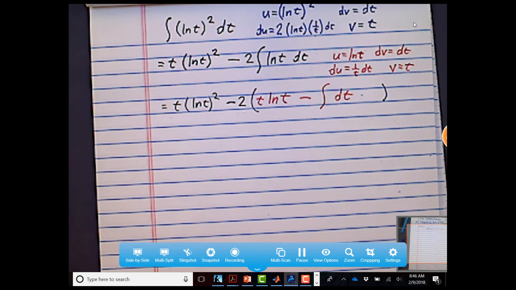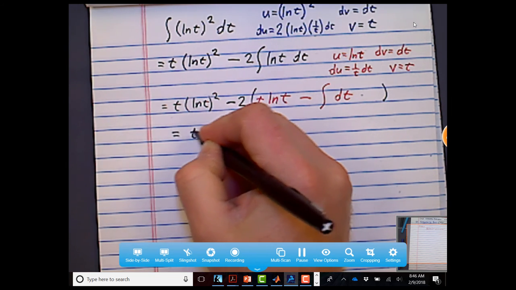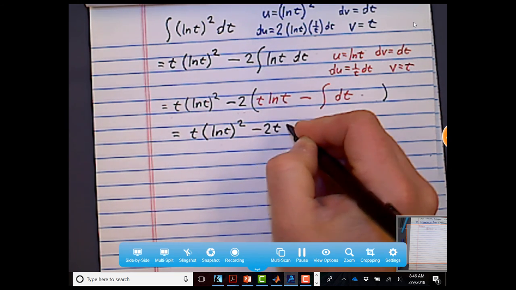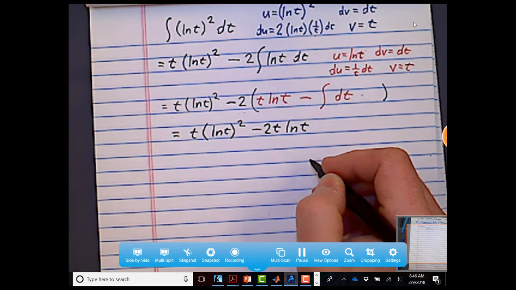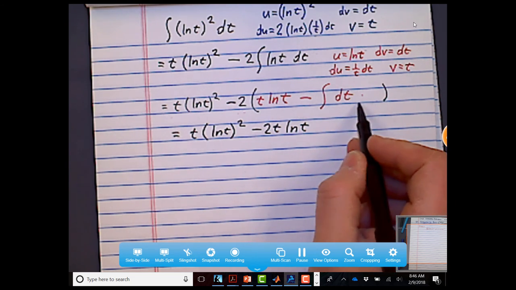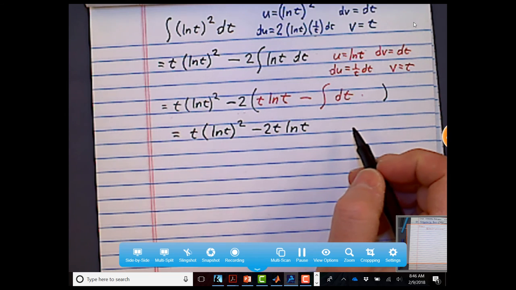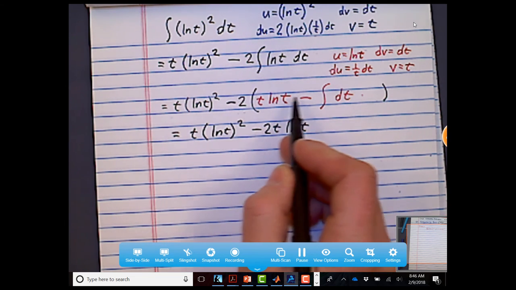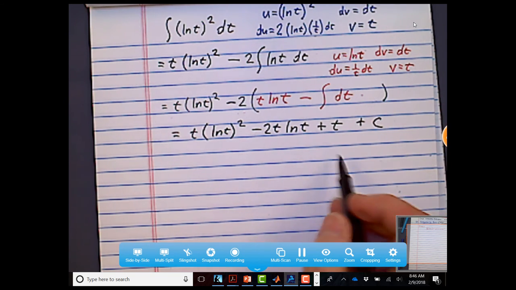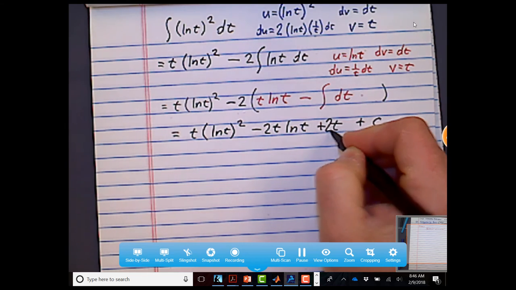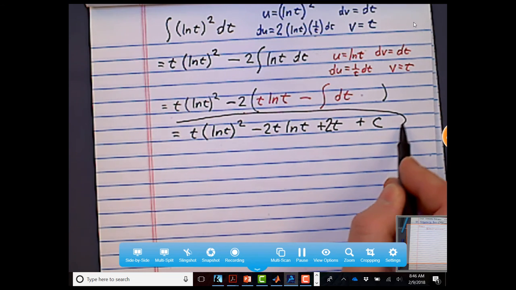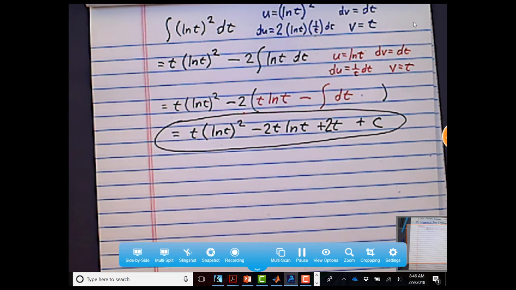And so the final answer, we could write t times the natural log of t quantity squared minus 2t natural log of t, and then what? Well, what happens when you take the antiderivative of dt? You get t, and there was a minus here that I distribute to the minus there, so I'm going to write plus t, plus 2t, thank you. Plus 2t plus c. Thank you. There we go.